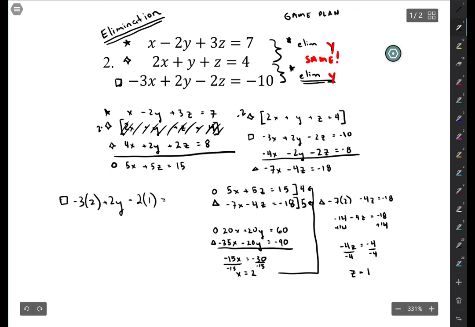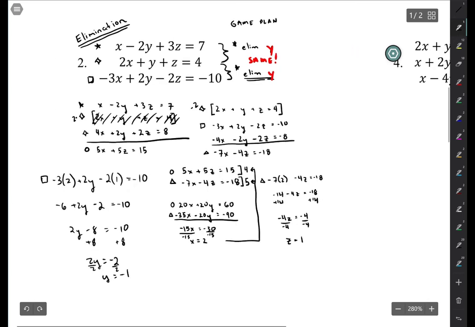And x equals... and -6 plus 2y minus 2 equals -10. 2y minus 8 is -10. Add the 8, and 2y equals -2. So y equals -1, dividing by 2. And bada bing, bada boom, x equals 2. Remember our coordinate points: y is -1, and z is 1.